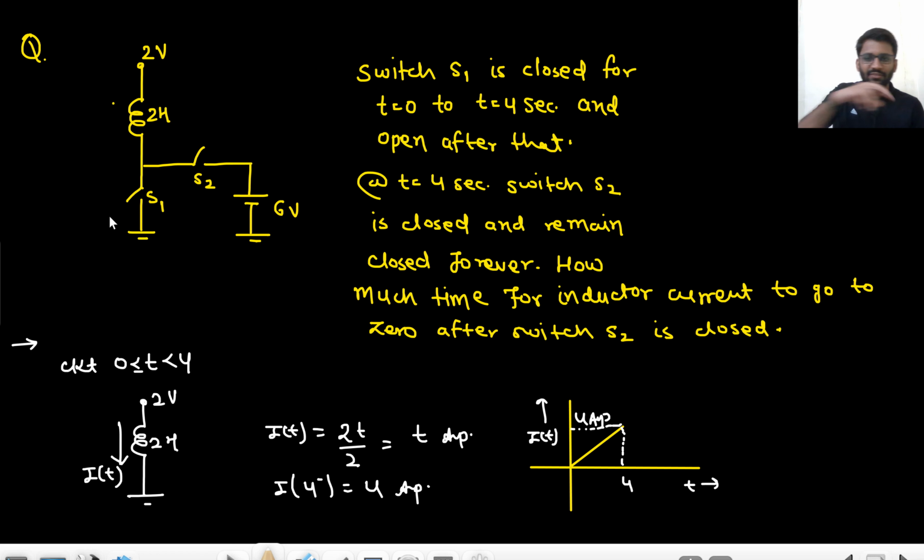Now what is happening? This switch S1 is opened and S2 is closed, but it will carry on this current, right? Because the inductor has the property of carrying its current. So it will be carrying this current. So for t greater than 4 seconds, what is happening? The 2 Henry inductor is there, nothing will happen to this.